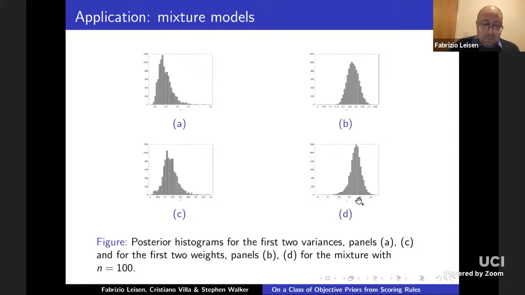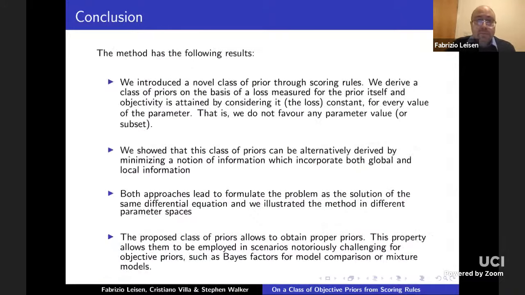So to conclude this talk, we introduced a novel class of priors through scoring rules. Here, the idea is that we do not favor any parameter values in terms of loss. I remind you that scoring rules can be seen as a loss function.